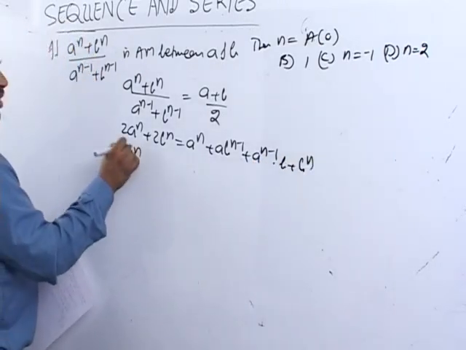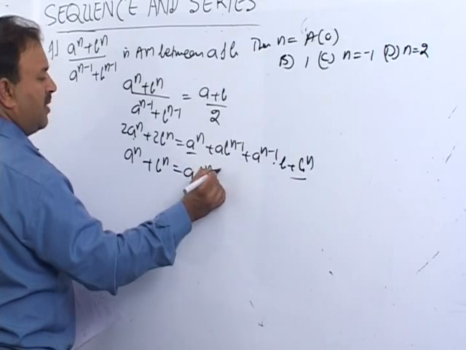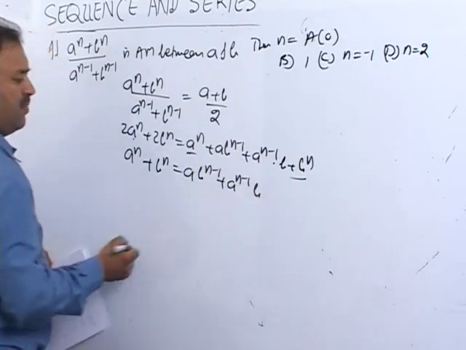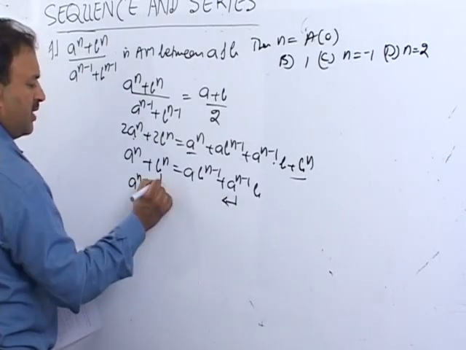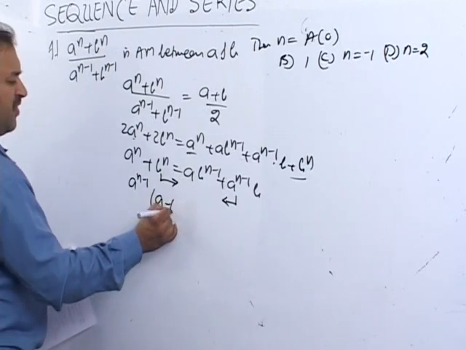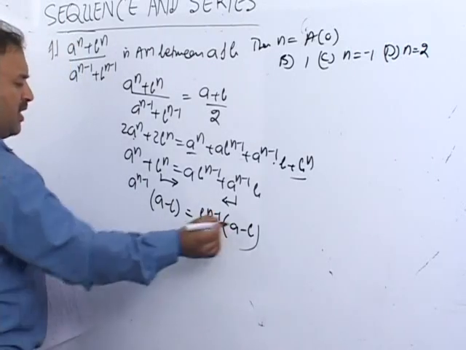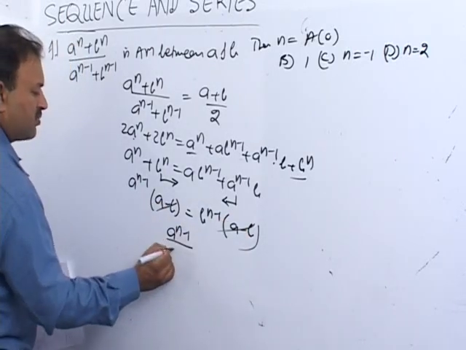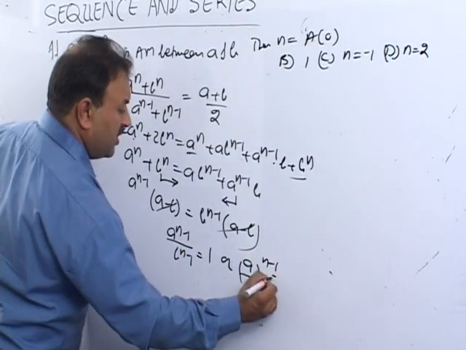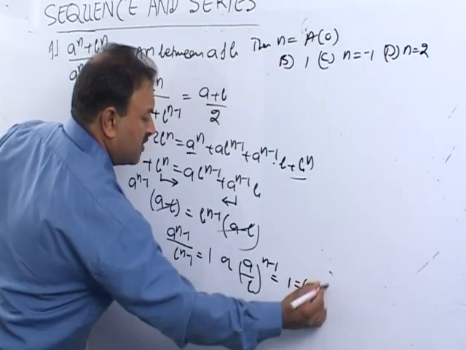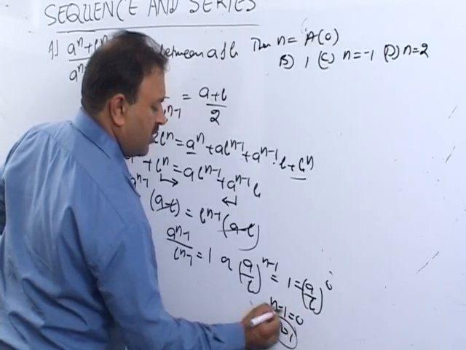Now on subtracting, these two terms will come on the left hand side: a to the n plus b to the n is equal to a b to the n minus 1 plus a to the power n minus 1 into b. Now a to the power n minus 1 is common. This term I bring over here and this term I take on the right hand side. I am left with a to the power n minus 1 into a minus b, and here b to the power n minus 1 into a minus b. So a minus b will be cancelled out. a to the power n minus 1 upon b to the power n minus 1 is equal to 1, so a upon b to the power n minus 1 is equal to 1, which is a upon b to the power 0. From here I can conclude n minus 1 is 0, or n is equal to 1.